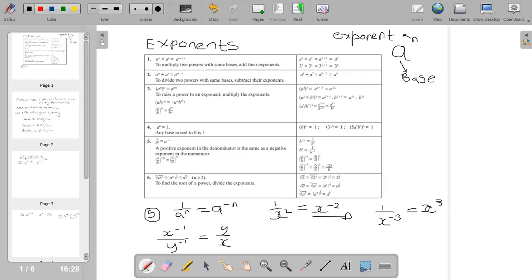So for instance, if you've solved the problem and your answer is x exponent minus 2, you can go this direction. If you have something like this, you can go to that direction. So it's vice versa.